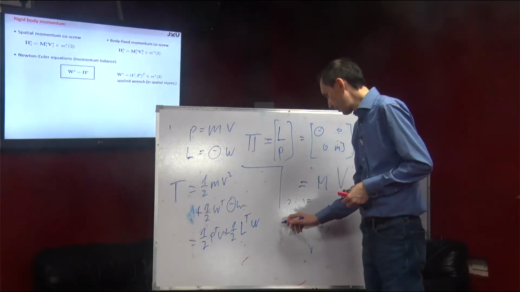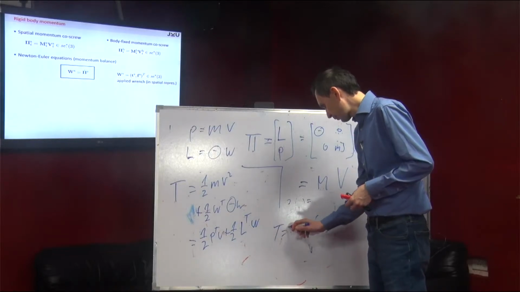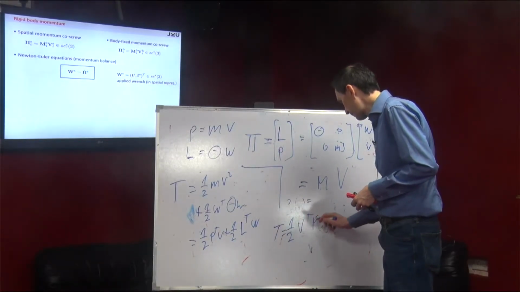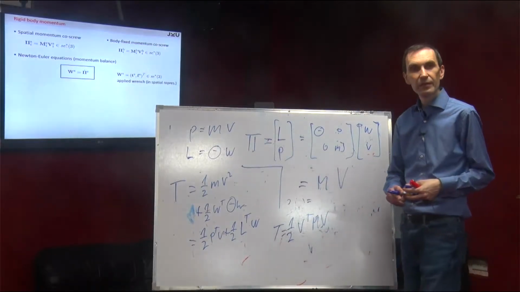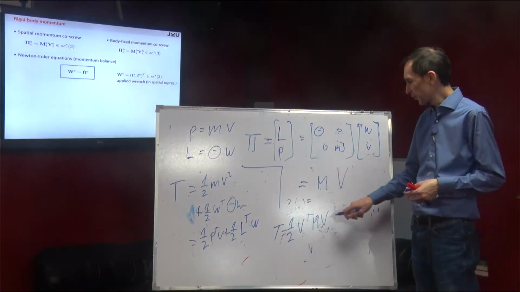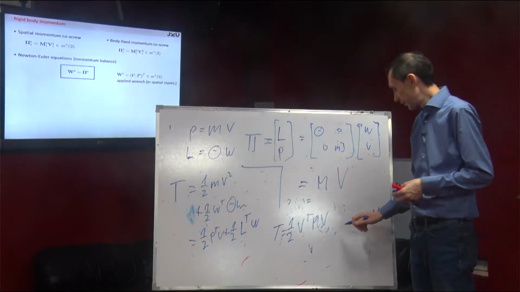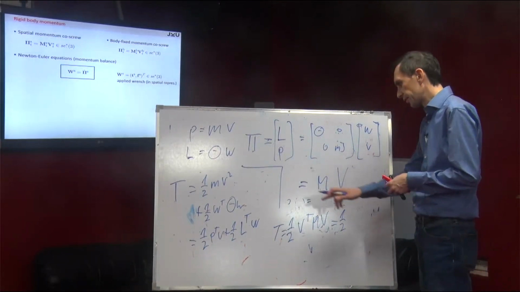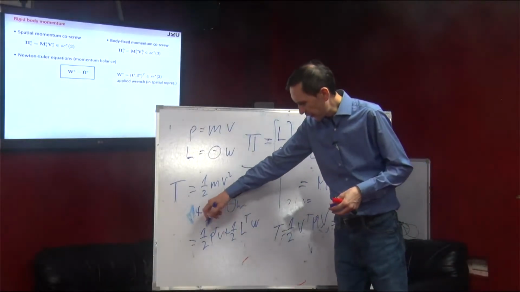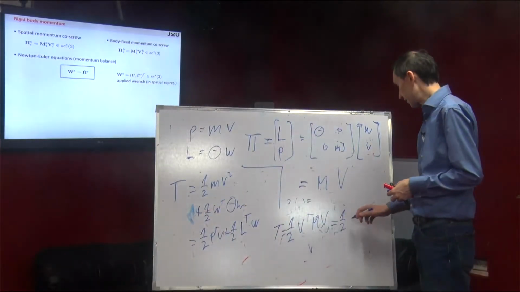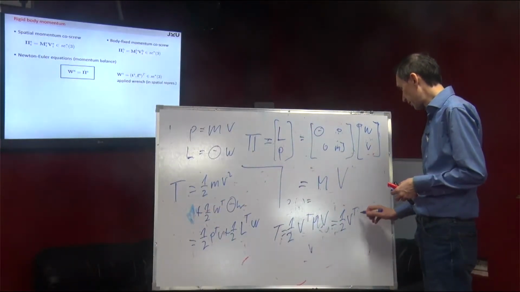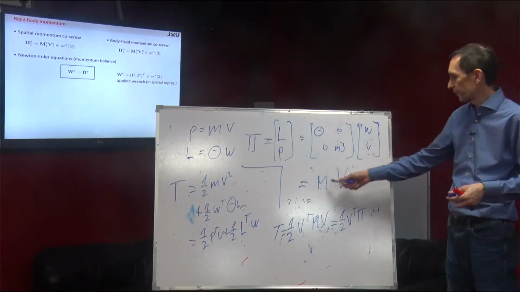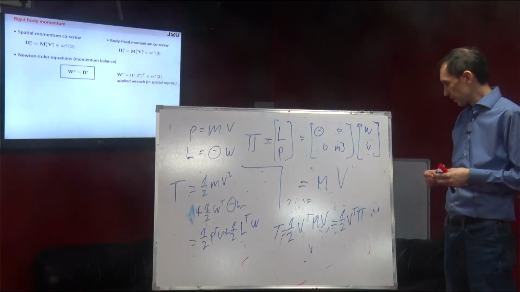All this goes in a compact form: for the rigid body, it is a half times V transposed MV, and MV is the momentum. We can also say it is a half times V transposed P. It doesn't make a difference, since this is a scalar product and you can transpose it.